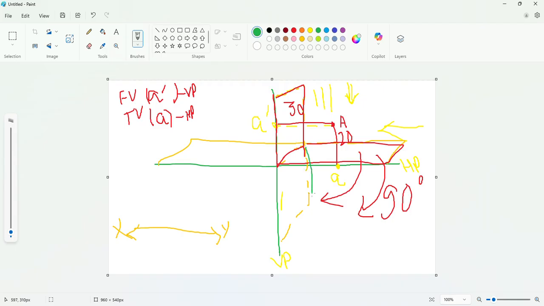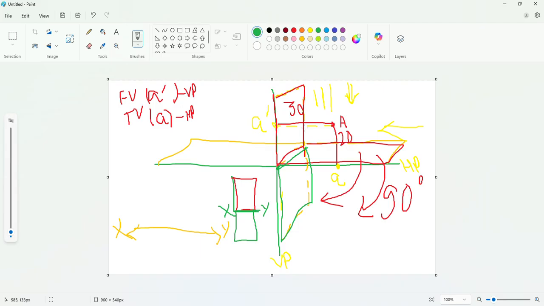So if you rotate this, it will appear like this. This is going to be the VP, and below this comes the HP, and this line is nothing but the reference line, which is the origin. If you see this in 2D, it is our origin, and the reference line is passing through this origin. So this is our reference line, which we can denote using X and Y.